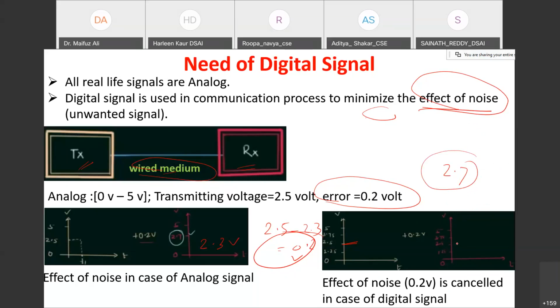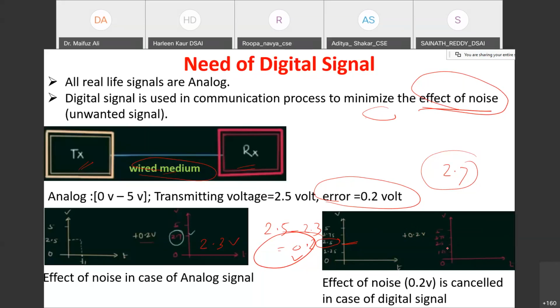Because in a digital signal, we can take a stable level, not what we will receive. We cannot consider it as your transmitting data. Here our transmitting data is 2.5. In case of analog transmitting, if some error is added by this channel, then total output will be 2.7 and we will receive 2.7. So there will be error and we cannot identify it.